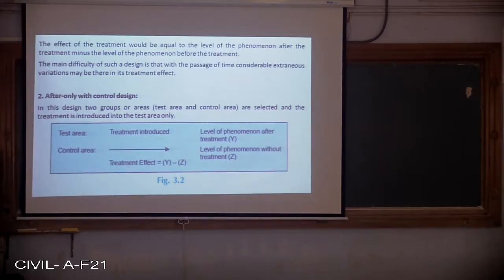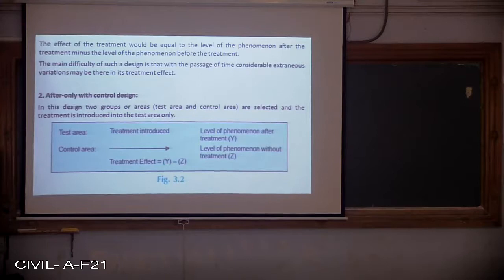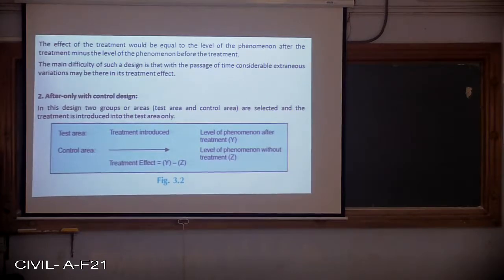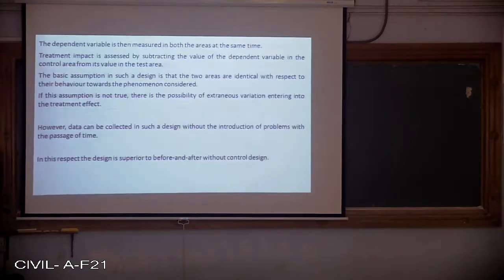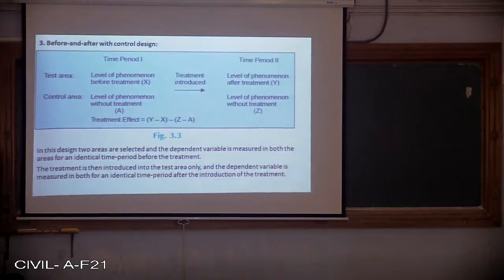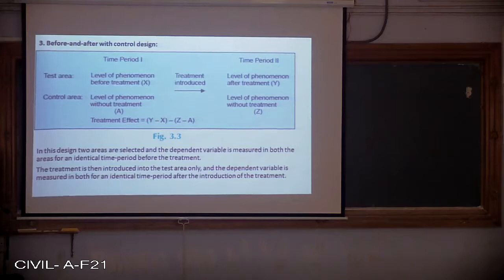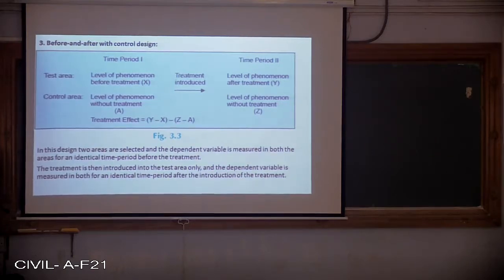After only with control design has the flow chart with test area and control area, and level of phenomena after treatment and without treatment. Before and after with control design we have seen, where you have both test area and control area, level of phenomena before treatment, and treatment is introduced, and then it is checked after a time period for the level of phenomena after the treatment.